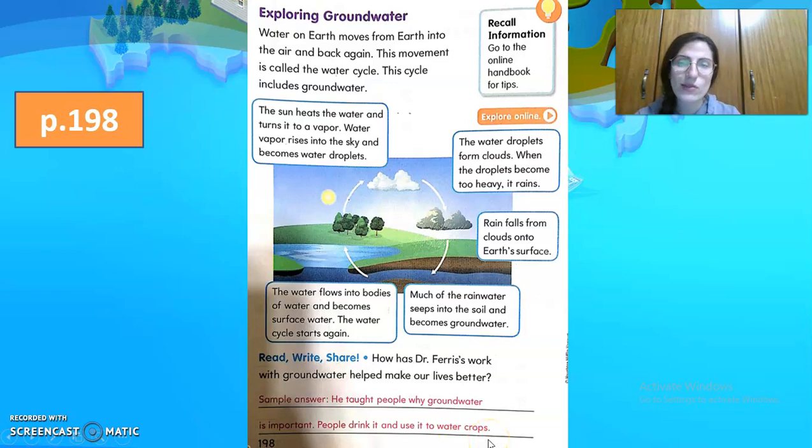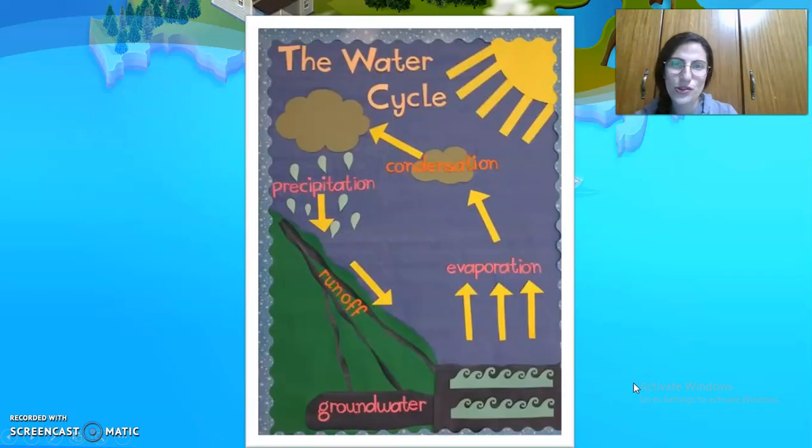Now if you're unable to watch the video, no problem, I'm going to provide you with an answer key. Clear? So why is it important? Because people can drink it and can use it to what? To what? Excellent. To water the plants, the crops. From where do we get the groundwater? From the rain. Okay, good. Clear so far? So far so good? Great. That's all. I hope you enjoyed.